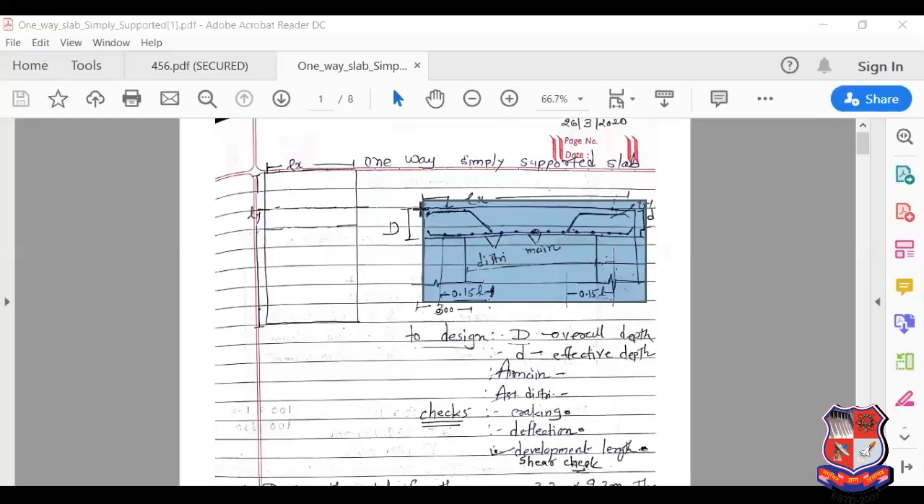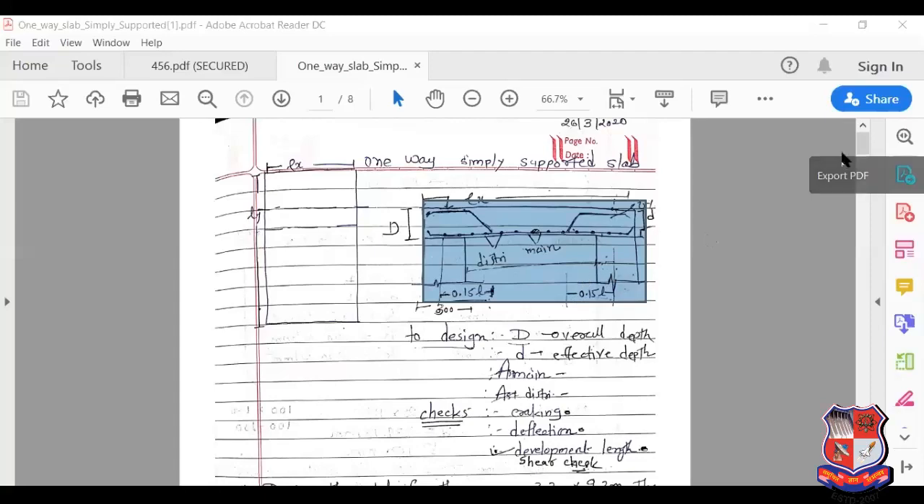So today we are learning one-way simply supported slab. For that, let's share my screen. I have my written notes. For one-way simply supported slab, this is a cross section of the slab. This depth is called overall depth, and this depth, without including this clear cover, is called effective depth. This point to this point is called effective span, and this is the effective length.